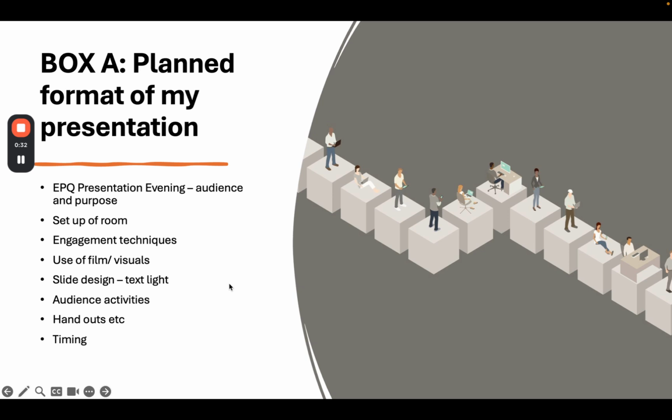Now, when you look on your project queue, you'll see it begins with box A, which is called Plan Format of my presentation, okay? And in this, you want to talk about the fact in our particular context that we do a formal EPQ presentation evening. So you might want to put 2 or 3 lines of explanation about how we have students from other year groups coming, we have teachers, we have parents, that it is quite a big deal, because I think that's part of the assessment, that you're talking about the fact that this is actually a public presentation, okay?